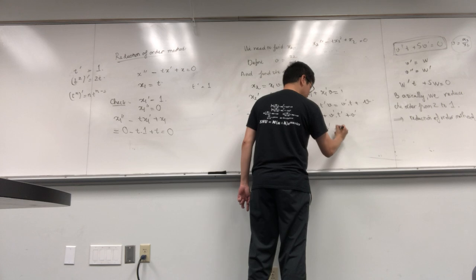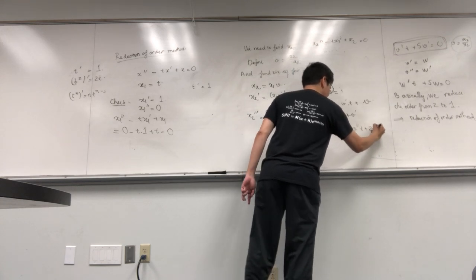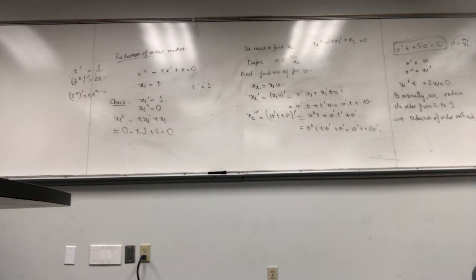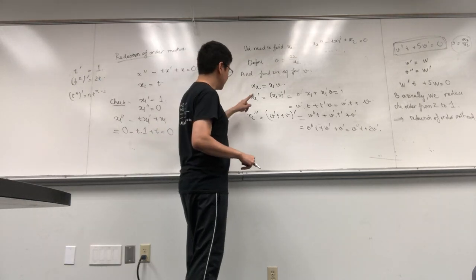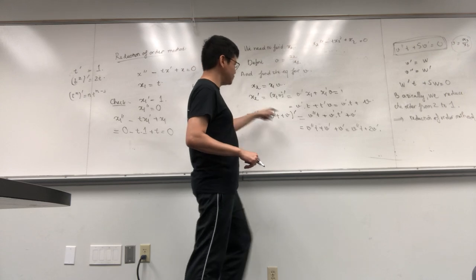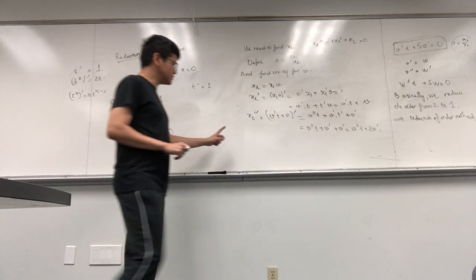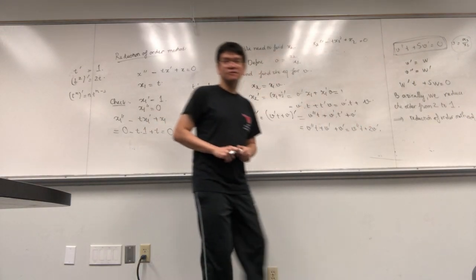So t prime is 1, so you have v second t plus 2 v prime, because the derivative of t is 1. So now I have the value of x2 prime, which is v prime t plus v, and x2 second, which is v second t plus 2 v prime. Questions?